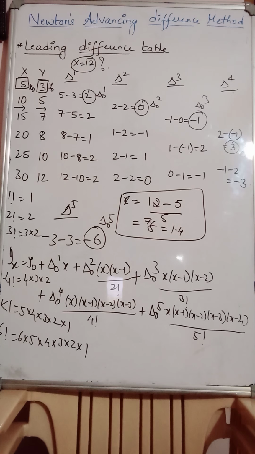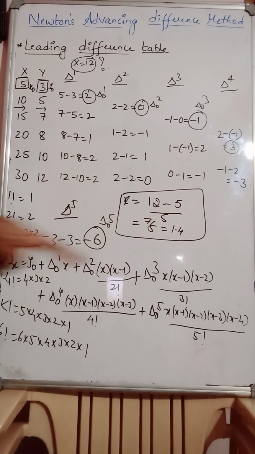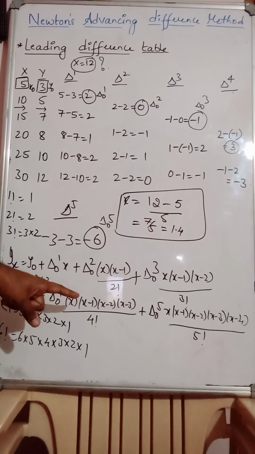If you understand the theory, what you need to understand first is how to draw the leading difference table. That's the first point. Second one, how to learn the formula. Third thing is estimating this x value, substituting here, and simplification. So these are the three major steps.